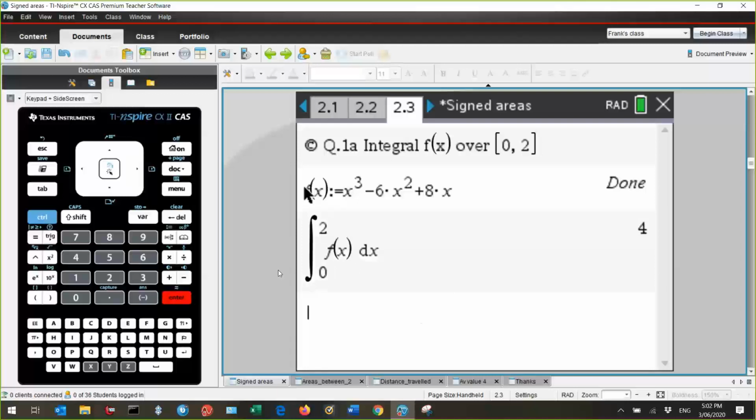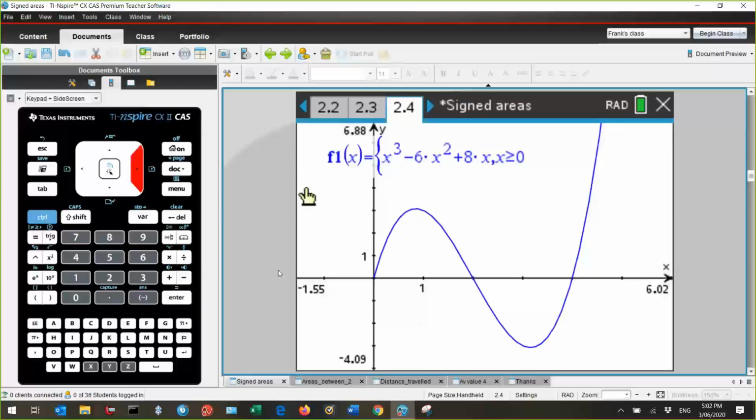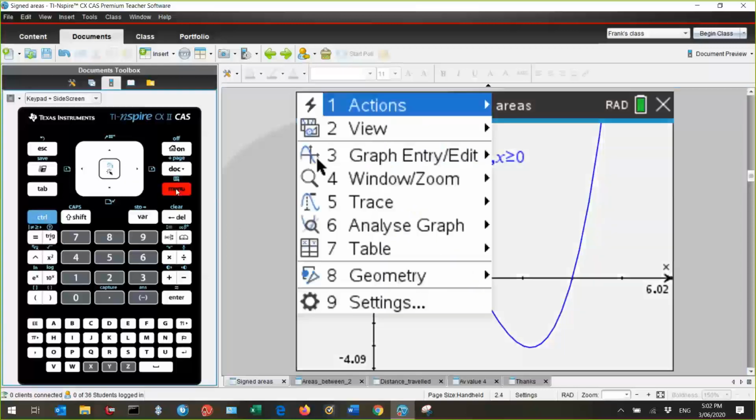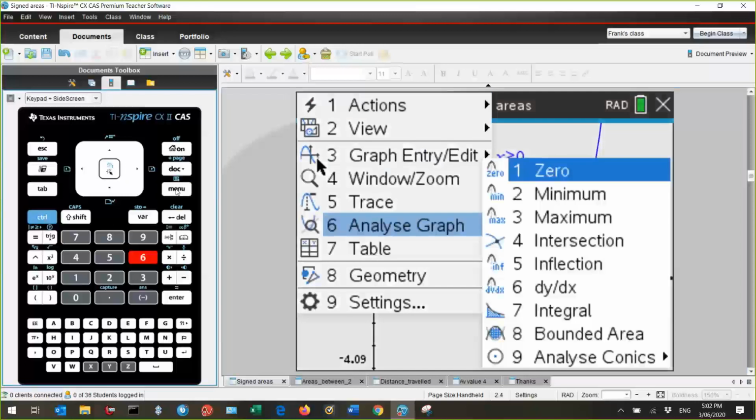If I wanted to do this graphically, I could do that on TI-Nspire as well. Once again, to save time, I've already graphed and adjusted the window. If you go to Menu, Graphs, 6 Analyze Graph, number 7 is Integral. There are two related to integrals: 7 Integral and 8 Bounded Area, and we'll see the difference between the two in a minute.